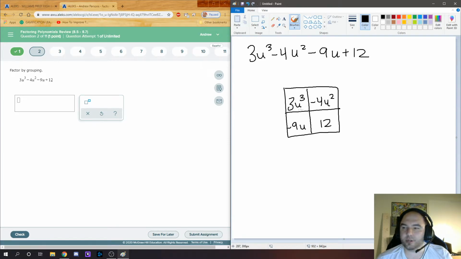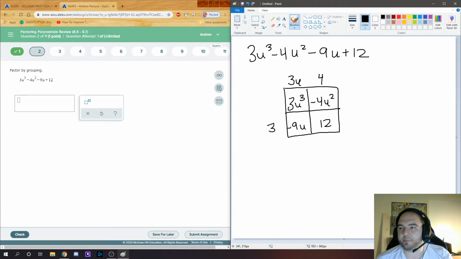Now when we did this on any other assignment, we decide what we can factor out from each row and column. I'm going to start with the bottom row. I know that seems weird, but 9u and 12 are both divisible by 3. I'm going to jump to the right column. Negative 4 and 12 are divisible by 4. The first column, 3u^3 and 9u are divisible by 3 and u.